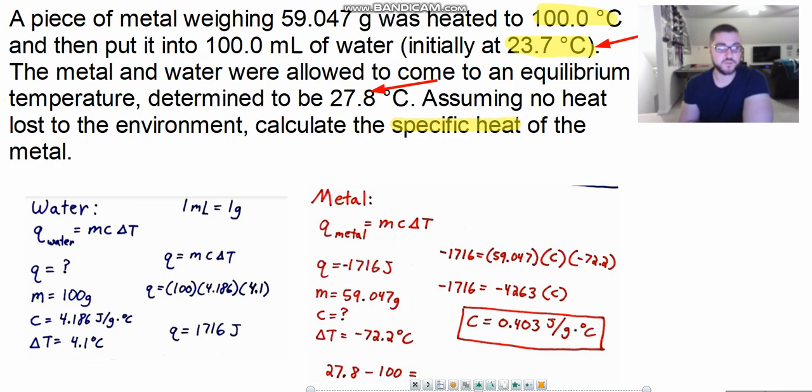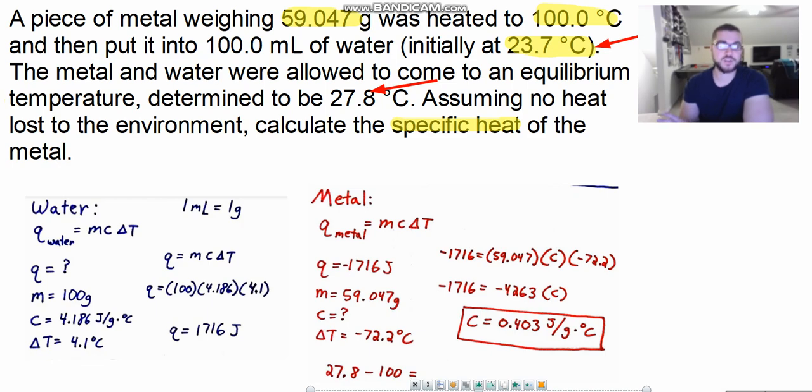So I've got negative 1,716 for the Q value. The mass of the metal, again, isn't a big deal at all. This is something that was given to me in the problem at the beginning. What is the C value? Well, specific heat is the whole purpose of the problem. That's what we're solving for. So we actually don't know that number, so we're going to put a question mark by it. And then again, I have delta T.